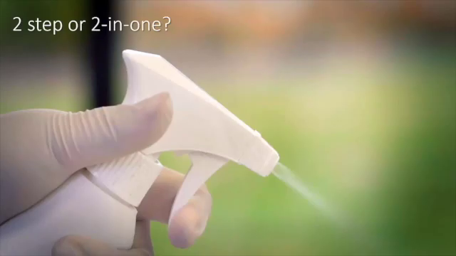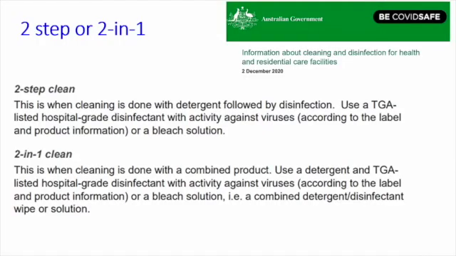So we've returned back to those Australian Government Health Department guidelines from December 2020. What do they say? Well, the two-step, of course, is detergent followed by disinfection, and you need to use a TGA-listed hospital-grade disinfectant with activity against viruses, or a solution based on hypochlorous acid, which is a bleach. More about that a little bit later on. Or a 2-in-1, where your combined product is also listed on the ARTG and it has activity against viruses, but it also contains the detergent together.